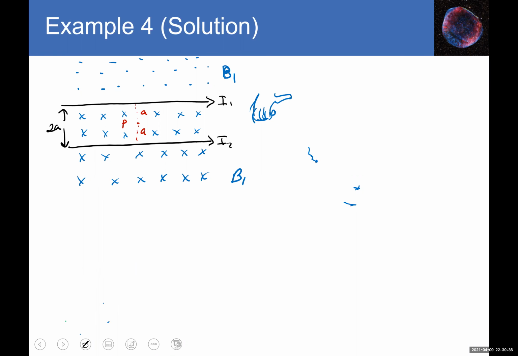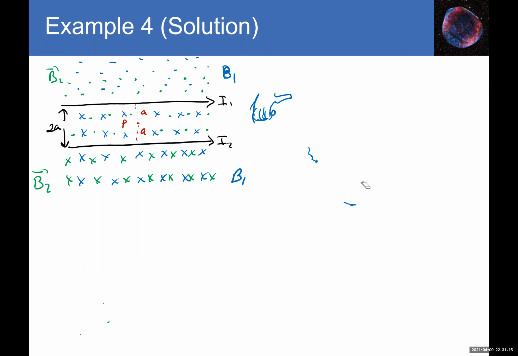If I use my thumb in the direction of current 2, and then curl below wire 2, the magnetic field will be into the page. So this will be magnetic field 2. This is B2. And everywhere above wire 2, magnetic field will be out of the page. Basically something like this. Okay. So that means what we get here is this.